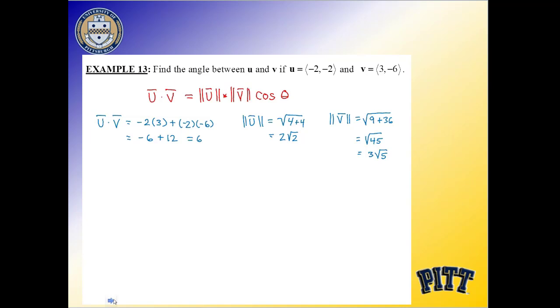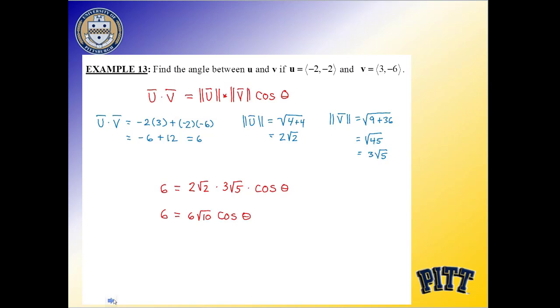The magnitude of u, I used the Pythagorean theorem to come up with that. And same thing with the magnitude of v, so that's what I get. And now I'm going to plug these in where they should go. So I know that 6 is going to equal 2 times the root of 2 times 3 times the root of 5 times the cosine of theta.